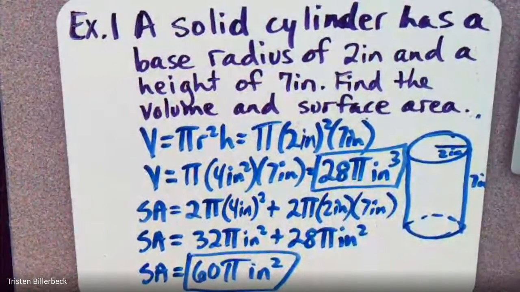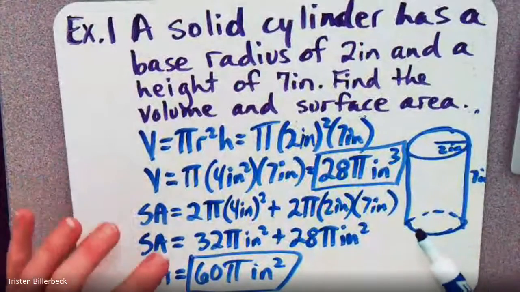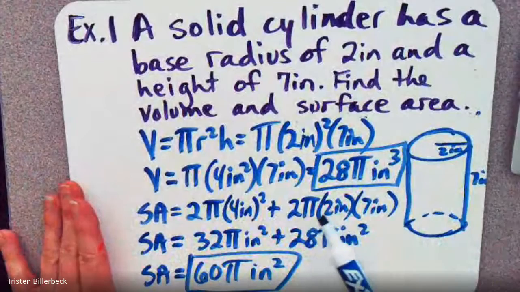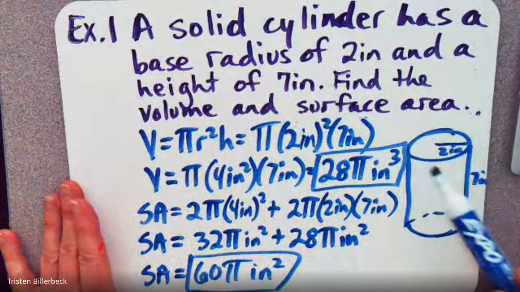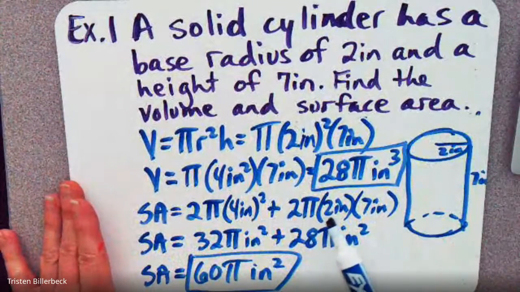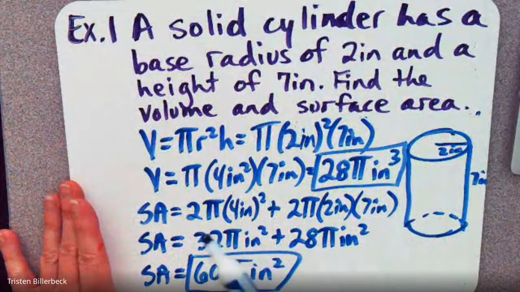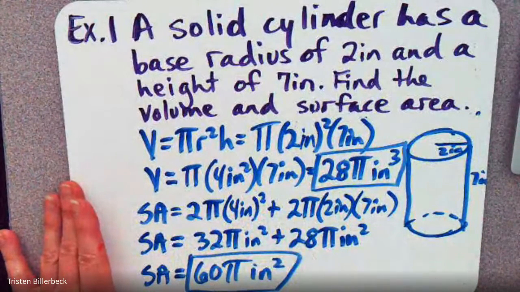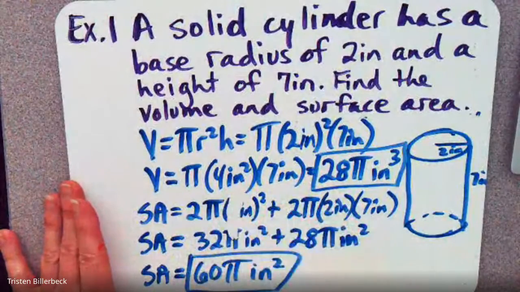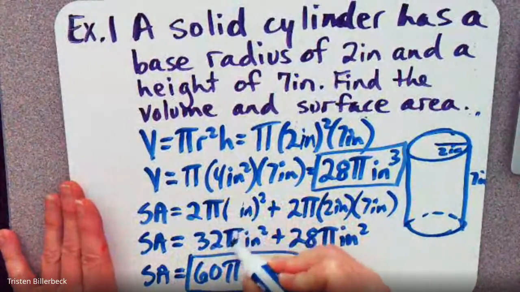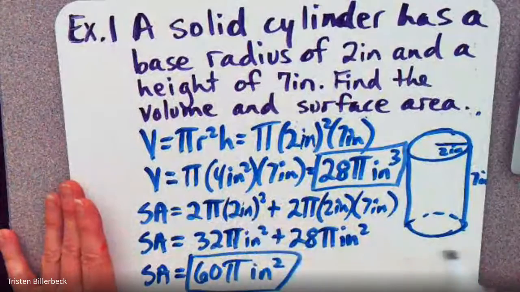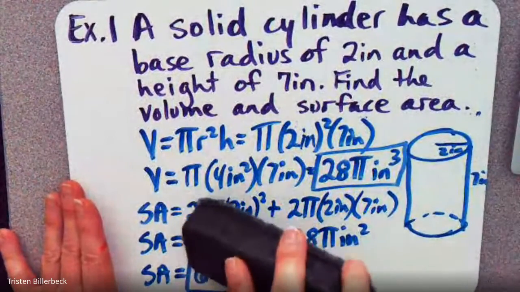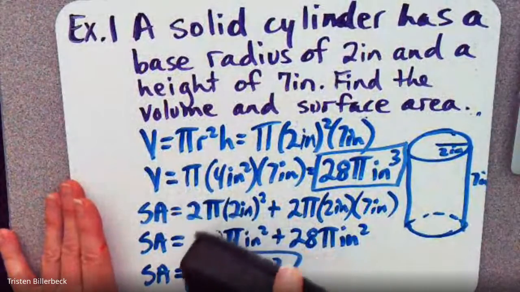Okay, let's double check everything. We had 2 pi r squared, which is 2 bases, plus 2 pi r, which is the circumference, times the height. So 4 times 7 is 28, and 2 times... that's the problem. I thought something was a little off. It's 2 times 2 inches squared, so that's a 2. Sorry, I just knew something was a little amiss there.